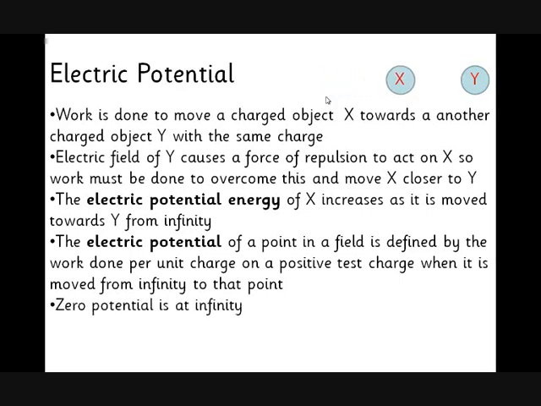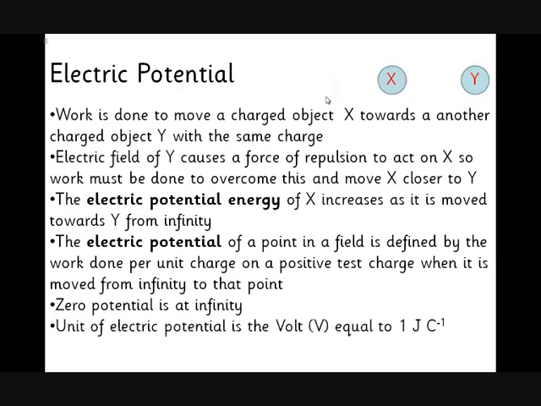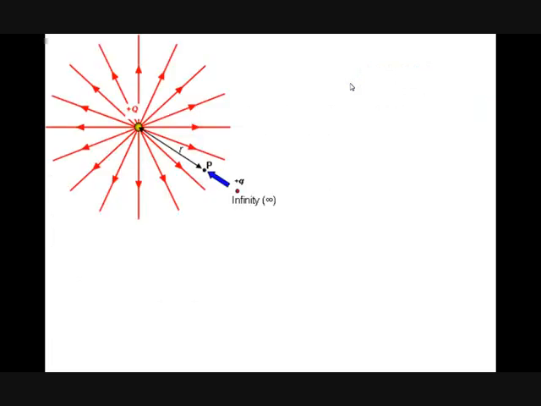Let's define, to make life a bit easier, that at infinity, when we are an infinite distance away from y, we would say that the potential energy of x is 0. So it's 0 at infinity, and then the moment we move closer to y, it starts to increase. And we know from previous studies the unit of potential is the volt, because it's defined as the work done per unit charge, which is E over Q. So it's 1 joule per coulomb.